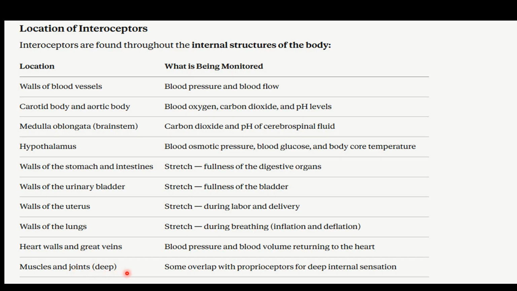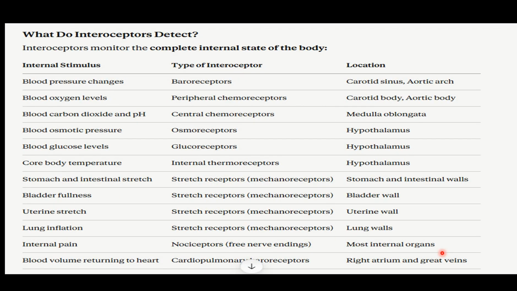After that we have muscles and joints. Some overlap with the proprioceptors for deep internal sensation. Okay, so these are just the internal structures of the body, which tell us the location and what is being monitored there. Now we will see what interoceptors detect. Interoceptors monitor the complete internal state of the body.